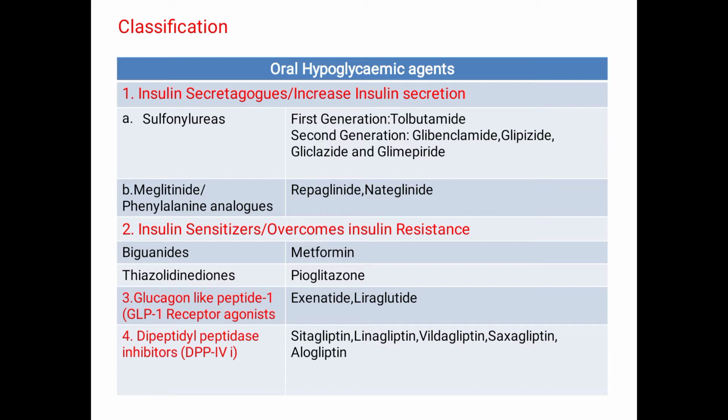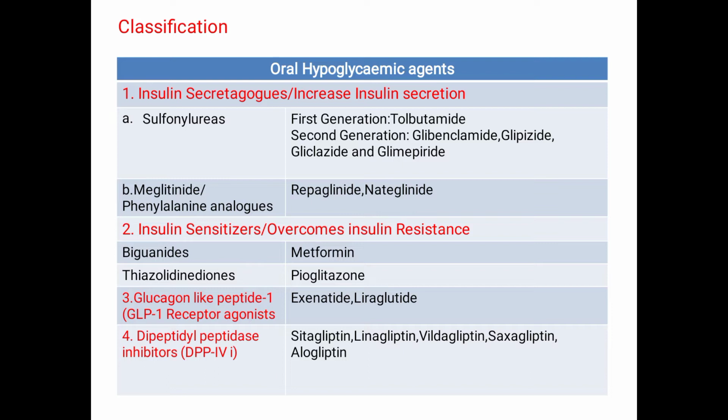The second classification is insulin sensitizers. I told you what insulin resistance is, right? This type of drug helps us overcome the insulin resistance seen in type 2 diabetes mellitus. There are two categories of drugs under this. One is biguanides, that is metformin, and the other is thiazolidinediones, also called glitazones. So pioglitazone and rosiglitazone come under this category.